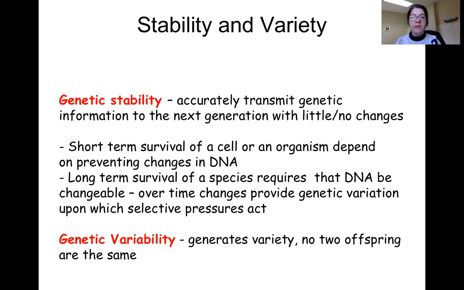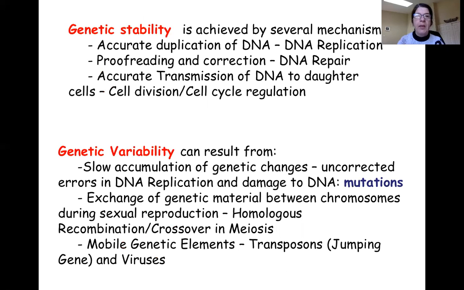The long-term survival of a species, however, requires that DNA be changeable over time. And these changes will provide genetic variation upon which selective pressures can act. And that's called genetic variability. It generates variety. No two offspring are the same.